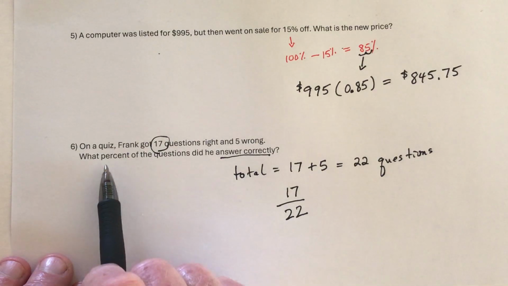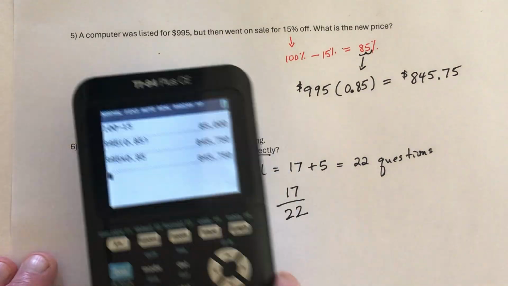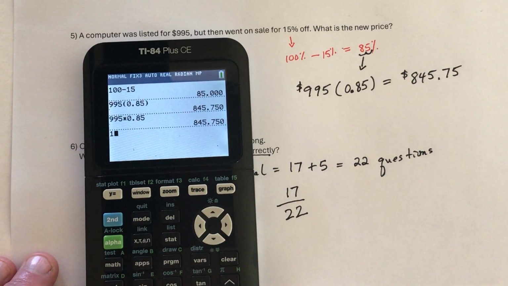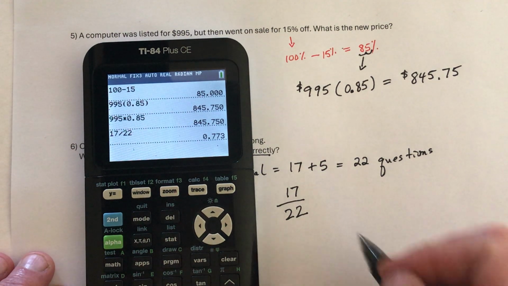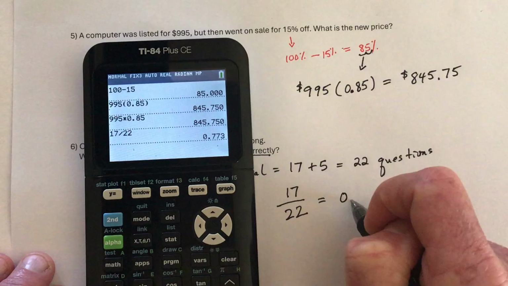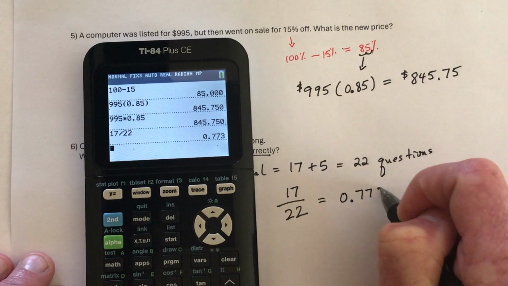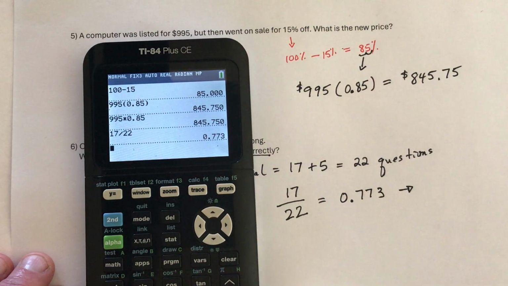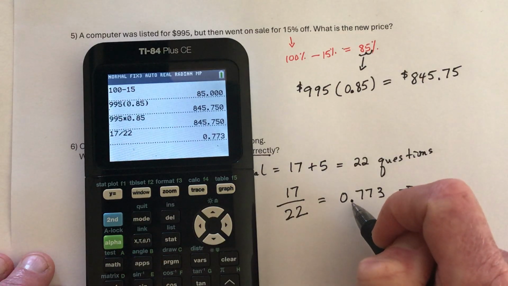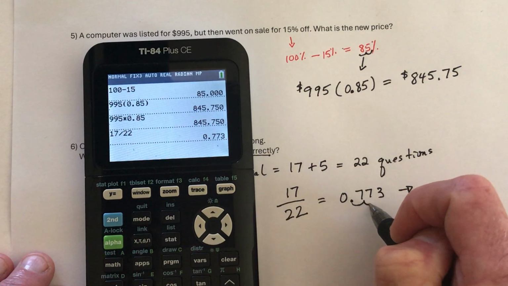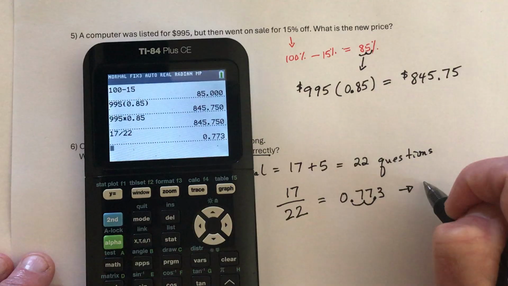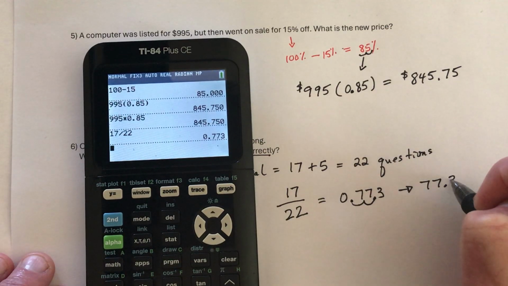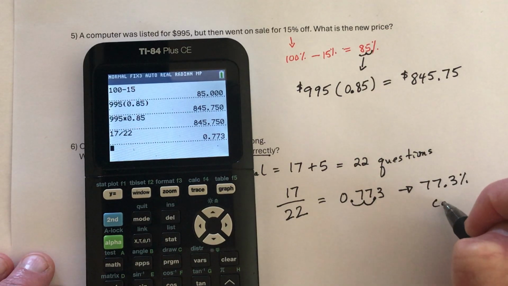And it's asking for the percent. So if you take 17 divided by 22, as a decimal, that is 0.773. Now change that to a percent. If you multiply by 100, or if you move the decimal over by 2, then that's 77.3% that he got correct.